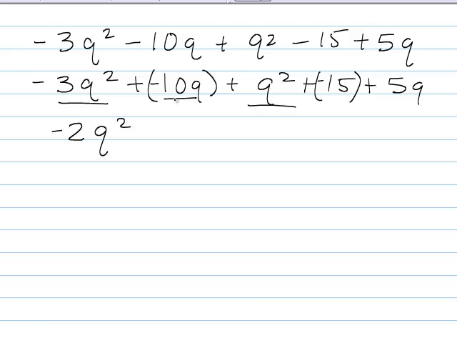And then here, this one, q, and this one, q, are the same. So I have negative 10 plus 5, and that's going to give me negative 5q. And then I just have my minus 15, or we could write that as plus a negative 15. And there we go. That one is also simplified.